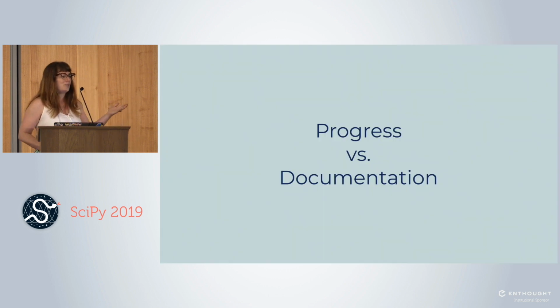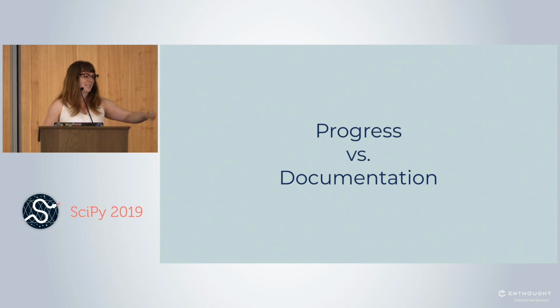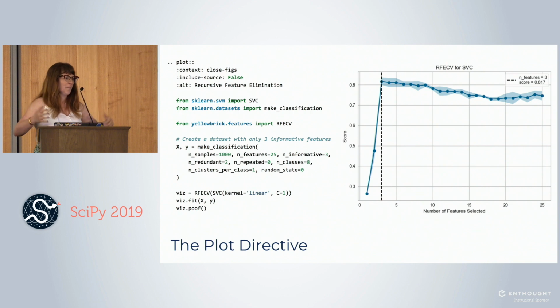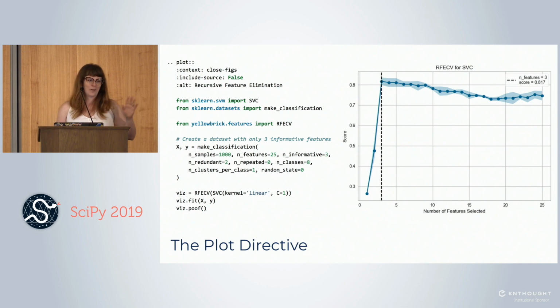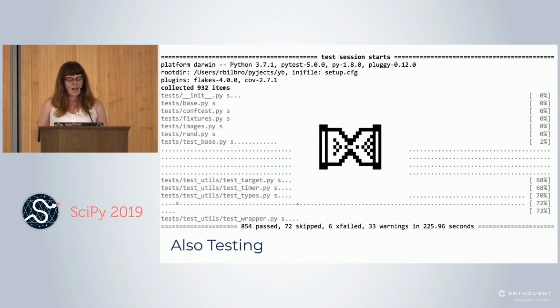Another big challenge, honestly, is just the tension between making progress as a library and documenting that progress. So for example, have people heard about the plot directive in Matplotlib? It's really awesome. Basically, in Sphinx, you can generate your images on demand. It's terrific unless your plot takes a really long time, like recursive feature elimination. It makes your docs build really slowly, so don't use the plot directive for that.